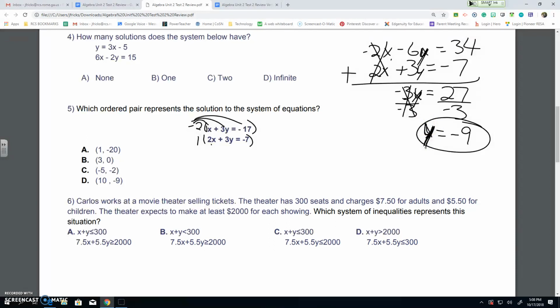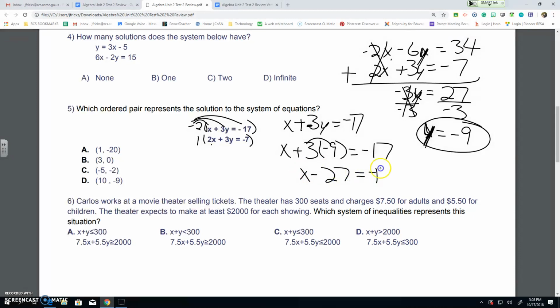Now, once I have y is equal to negative 9, I'll take one of my originals. I'm going to take the top one, which was x plus 3y equals negative 17. And all I'm going to do there is just substitute in a negative 9 for y. So that's x plus 3, should be a positive 3. I don't know where that came from. Alright, but it's positive 3, and then y is going to be negative 9 equals negative 17. So 3 times negative 9, that's going to be negative 27, is equal to negative 17.